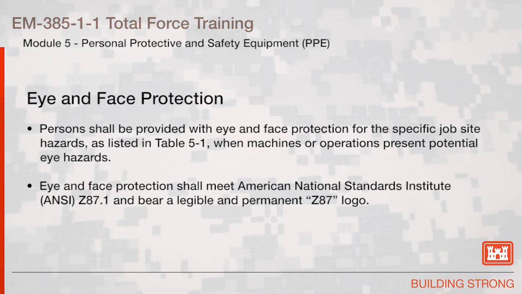Persons shall be provided with eye and face protection for the specific job site hazards, as listed in Table 5.1, when machines or operations present potential eye hazards. Eye and face protection shall meet American National Standards Institute, or ANSI, Z87.1 and bear a legible and permanent Z87 logo.